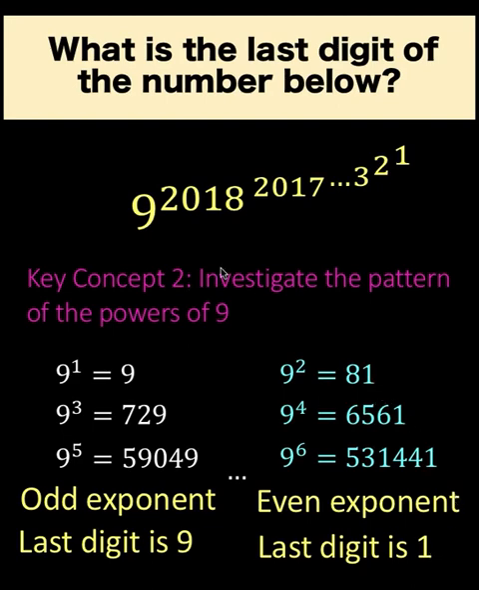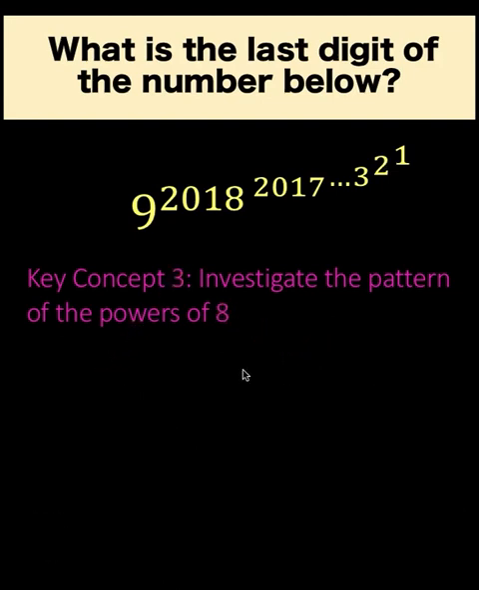And so when the exponent is even, evaluating the exponential expression would result in a number with 1 as the last digit. And so, finding the last digit of this exponential expression is now narrowed down to knowing the parity of the exponents of 9, whether these exponents resulted in an even number or an odd number. And that brings us to our third step. We want to know the pattern of the powers of 8 or the patterns of any even number for that matter. Why are we interested with the number 8?